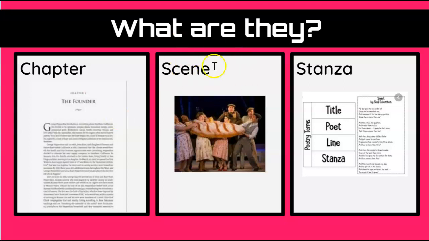The second one we have is a scene. Scenes divide plays or theater performances or musicals into different sections. And finally, stanzas divide up a poem. So each one of these words are sections of a kind of text.